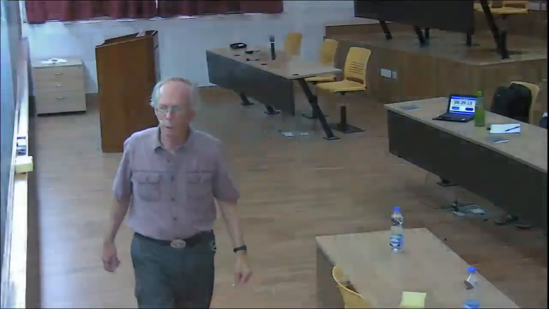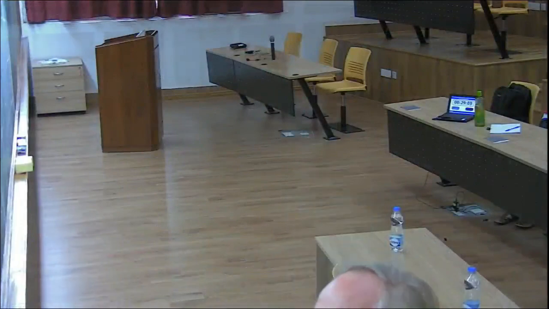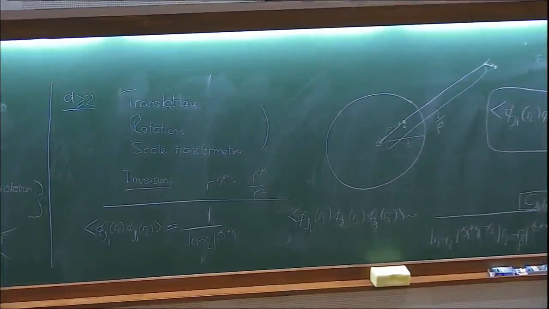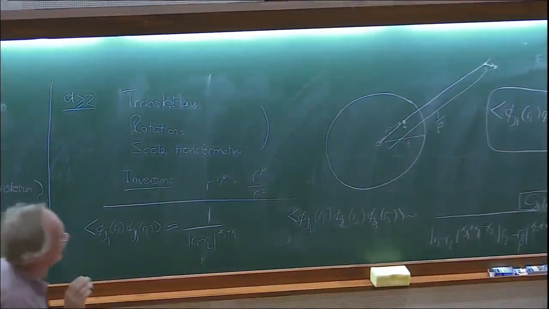So going back to our two-dimensional Ising model, well, that's a bad example, so I won't give it. Okay, so I'll stop there.